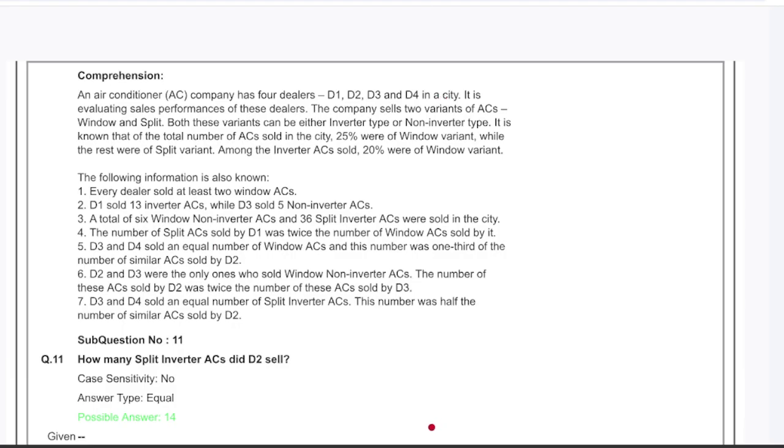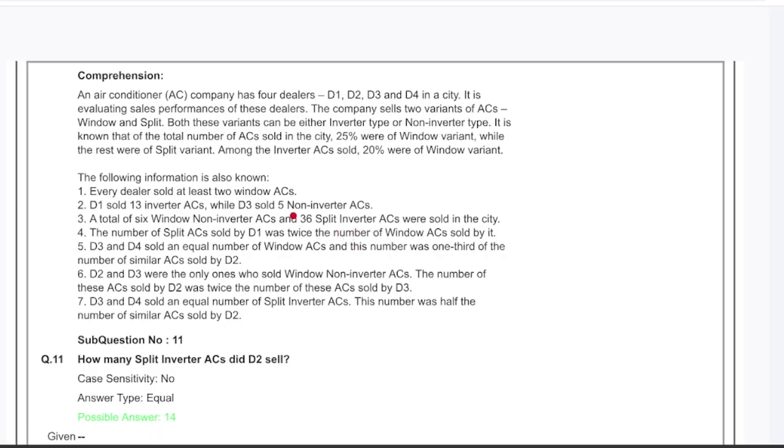CAT 2023 slot 3 puzzle number 3. This puzzle was a mix of data interpretation and logical reasoning. That means LRDI, a typical LRDI puzzle it was. Now let's see what this puzzle was all about. There were some numbers given to us, percentages given to us.